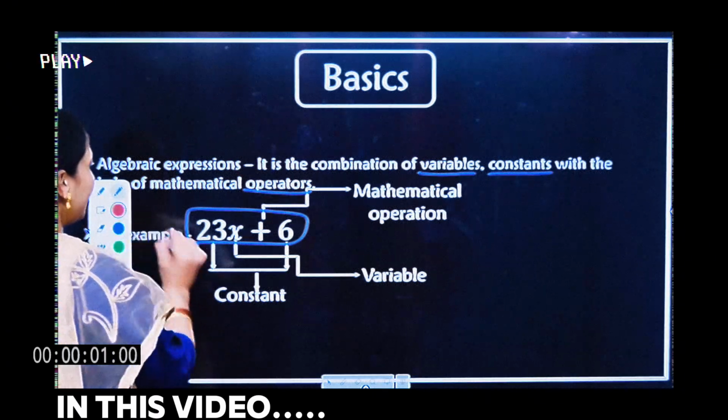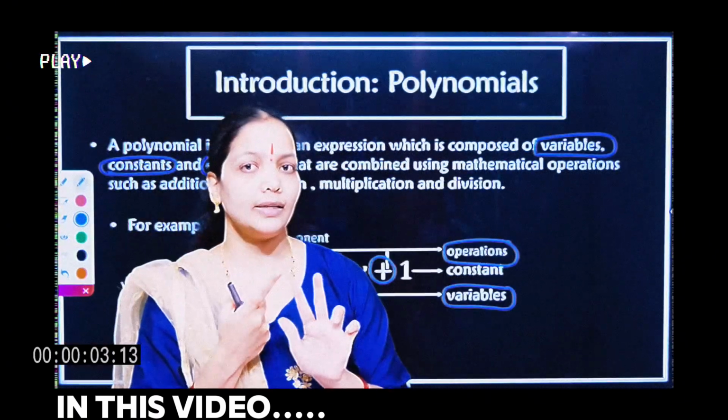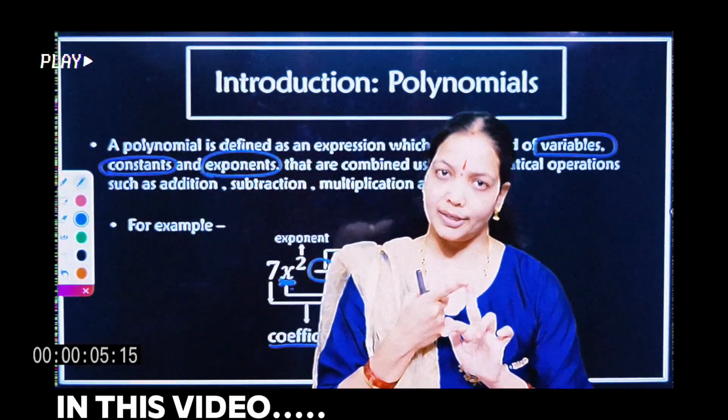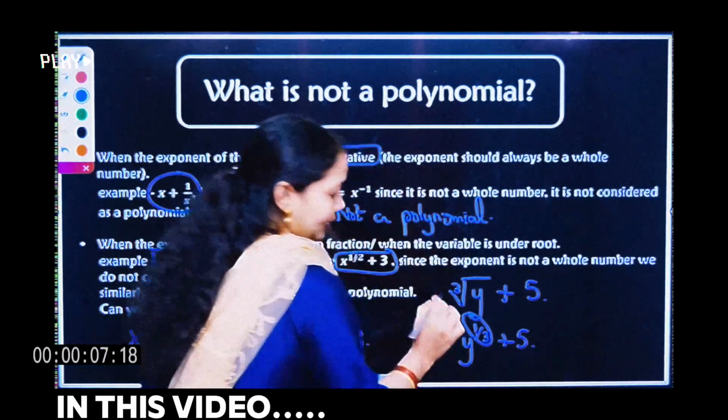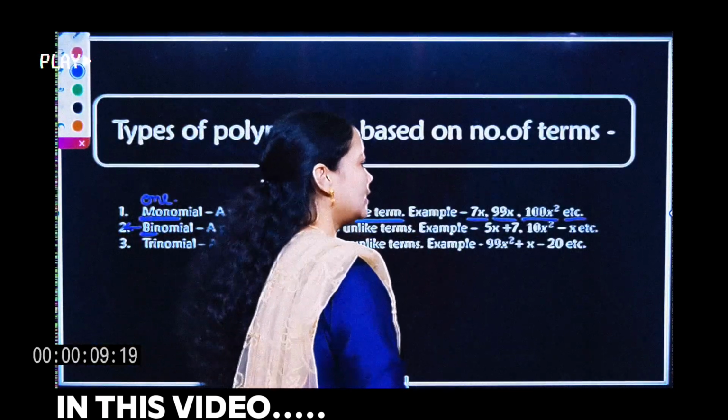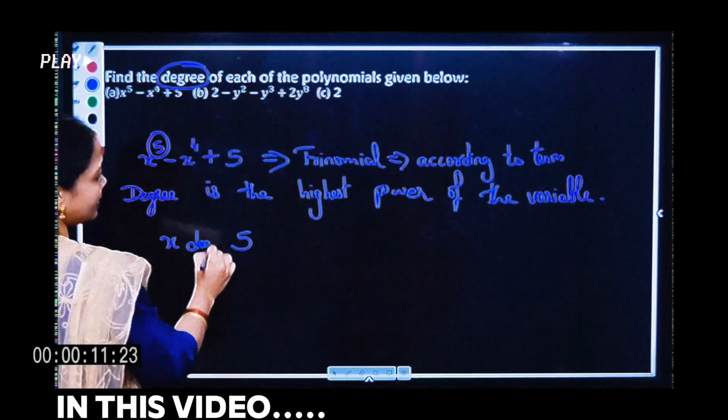So I have x as my variable. Third criterion, I should have an operation. This is also not a polynomial, it is called a binomial. Degree is 5.